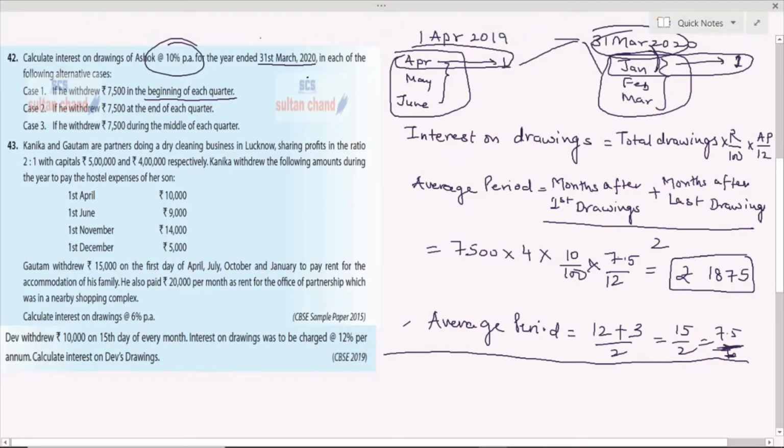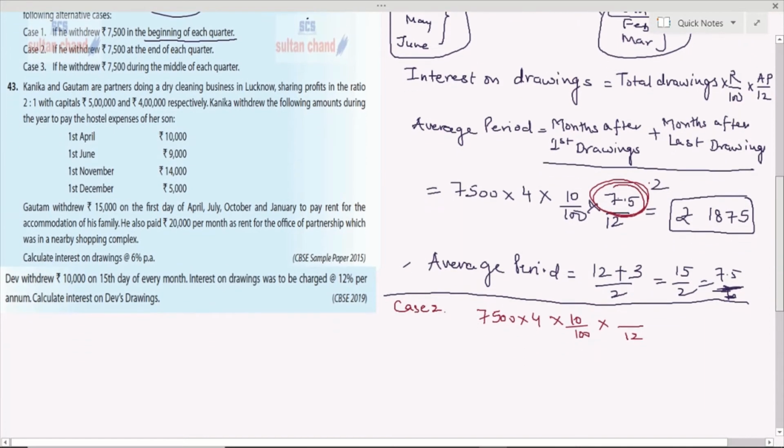If I say the only difference will be this time period, this average period will change as per the question, other things will remain the same. So in the second part, case 2, again it will be 7,500 multiply by 4, multiply by the rate of interest, multiply by average by 12. Now let's see how I'm going to calculate the average here.